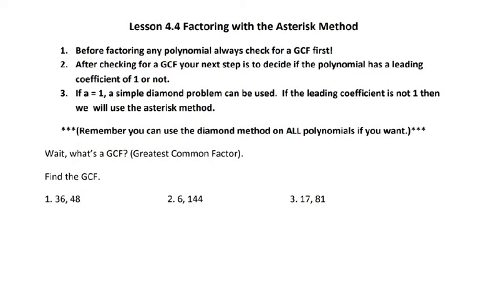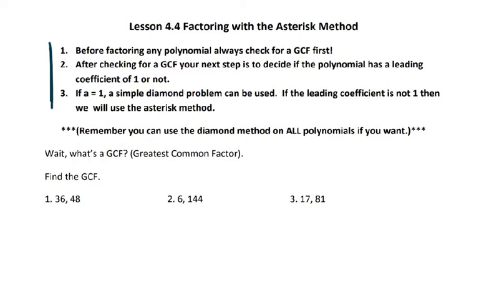So first we're going to check and see if there's a number that every number in the problem can be divided by. Then after we check for that, we decide if the polynomial has a leading coefficient of 1 or not. These notes, we're going to do it all with asterisk method. We'll show you that here in a minute. But first, let's talk about greatest common factor.